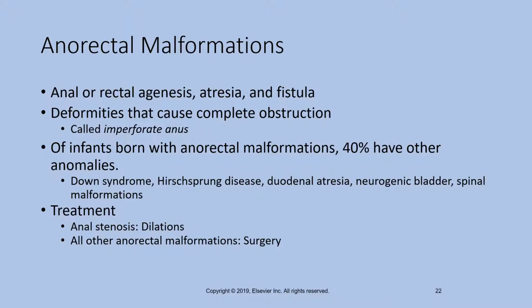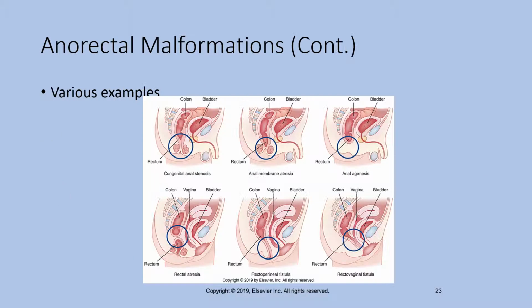Treatment: anal stenosis is treated with dilatation. Other anorectal malformations require surgery. There are rectoperineal fistulas, which are quite devastating because they leak into the pelvis, and rectovaginal fistulas.